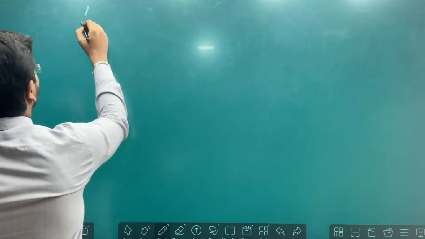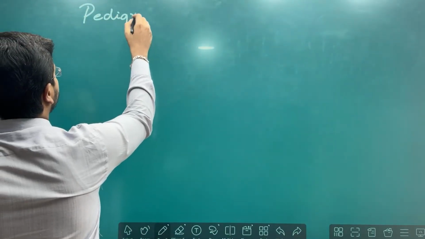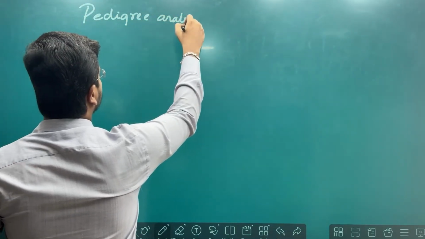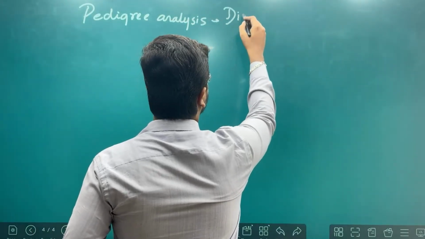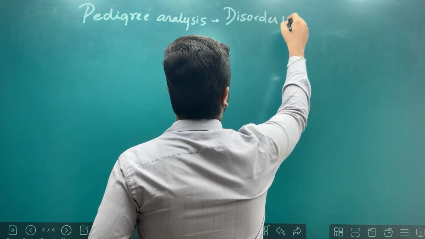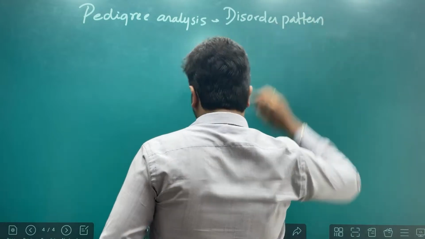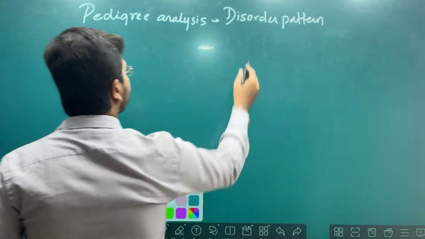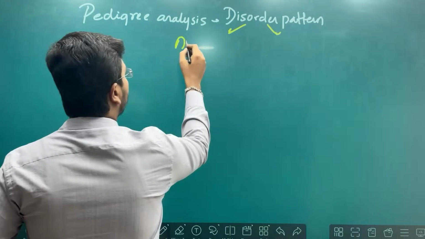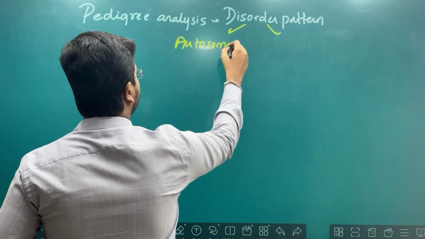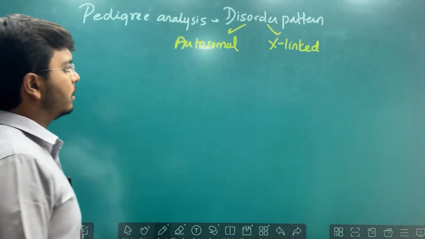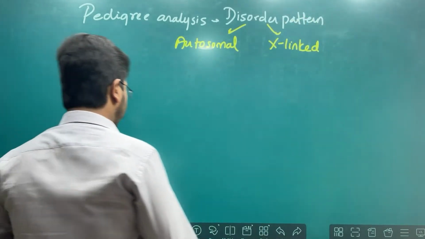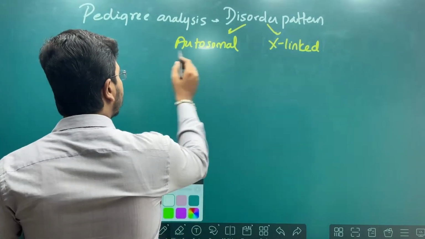So, நம்ம என்ன பண்ணிருந்தோம்? Last classல we studied about pedigree analysis. Okay, pedigree analysis பத்தி படிச்சிட்டு இருந்தோம் last classல. Okay, pedigree analysisல என்ன படிச்சோம்? We studied about disorder patterns. What is a disorder? Two type of disorder. One is autosomal, another one is X-linked. Two disorder. What is autosomal?